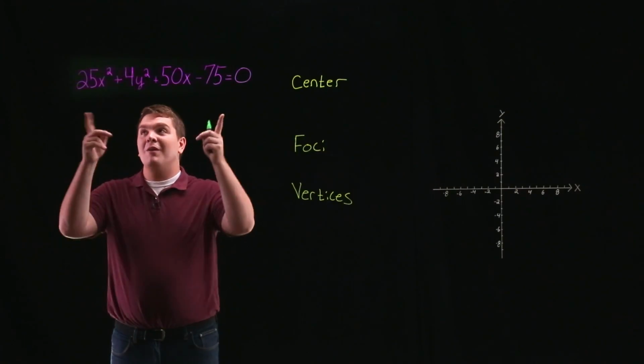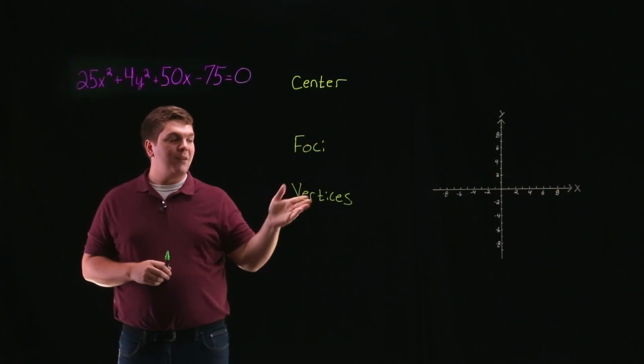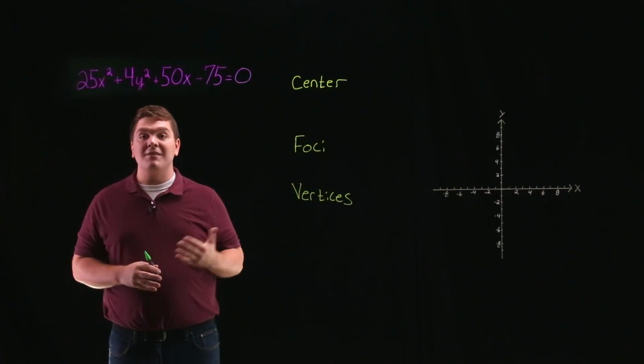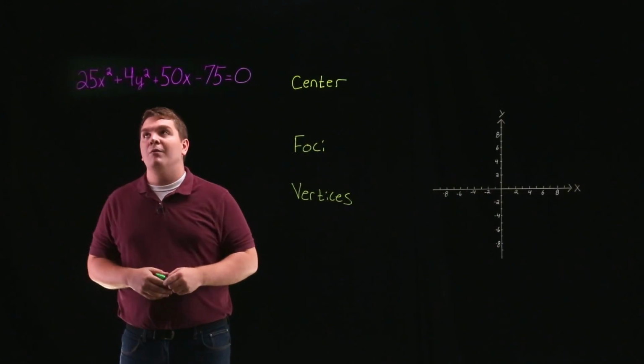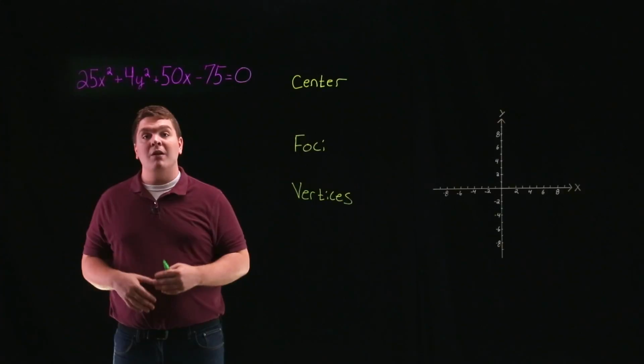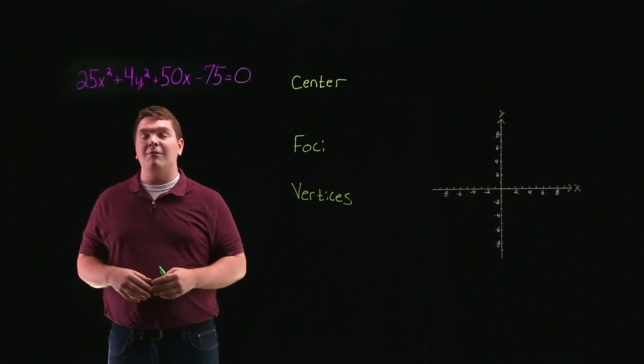For this problem, we're given the equation of an ellipse, and we're asked to find the center, the foci, and the vertices, and then we're asked to sketch the graph of the ellipse. Looking at this equation, we see that it isn't in standard form. So our first goal should be to write the equation of the ellipse in standard form.